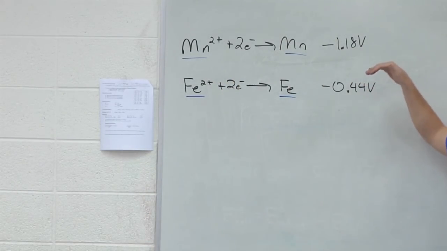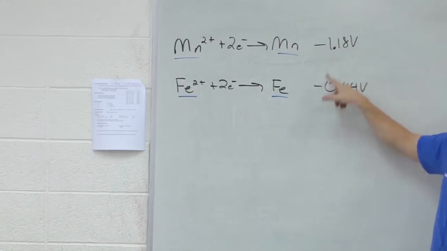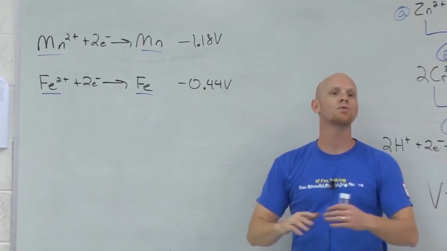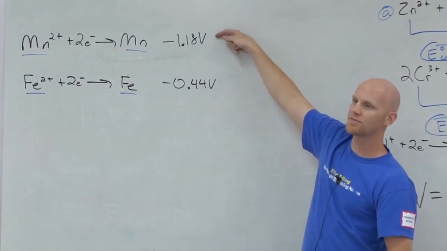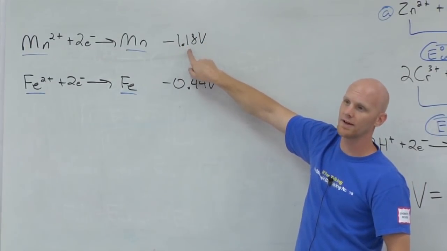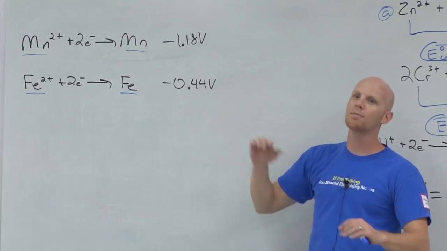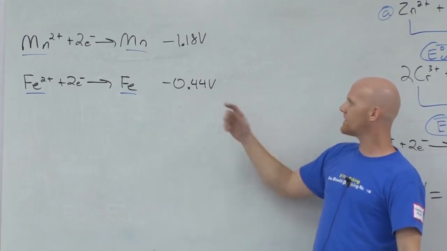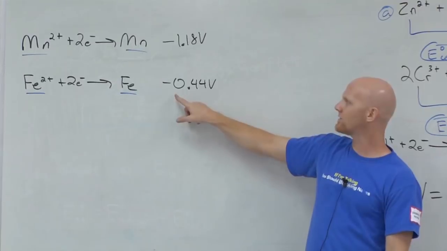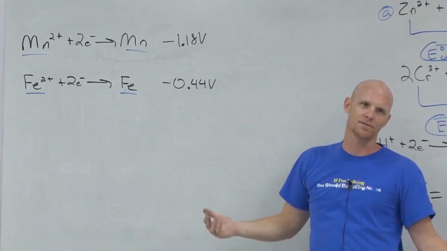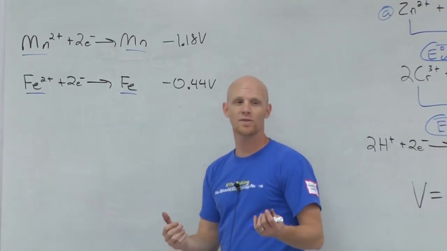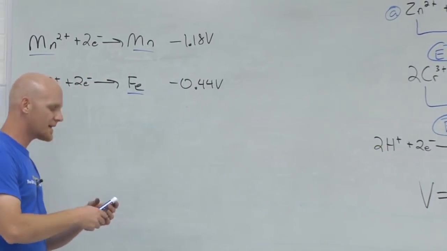Well, which one can I flip, which changes the sign, and still come out with an overall positive voltage? Yeah, the top one. If I flip this, I'll have positive 1.18. This will still be negative, but I'll come out with an overall positive voltage. But notice, what if I flip this one? That would be positive 0.44, but this is still going to be negative 1.18, and it's not going to come out positive. Because we're told that it's a galvanic cell in the question, we got to get a positive voltage.